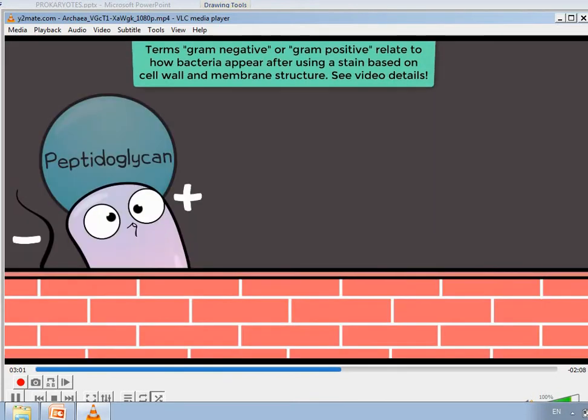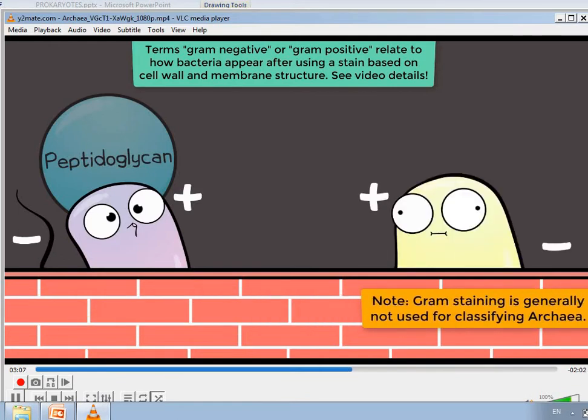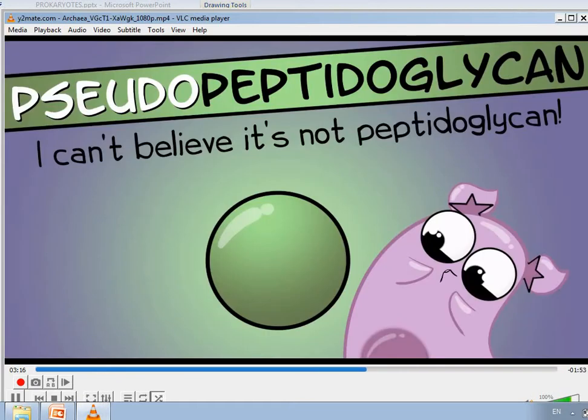You will find peptidoglycan in the cell walls of both gram-positive and gram-negative bacteria. While archaea can also technically be gram-positive or gram-negative, with most archaea staining gram-negative, archaea don't have the peptidoglycan. Archaea can have pseudopeptidoglycan though, which is a little confusing, but it has a different chemistry to it.